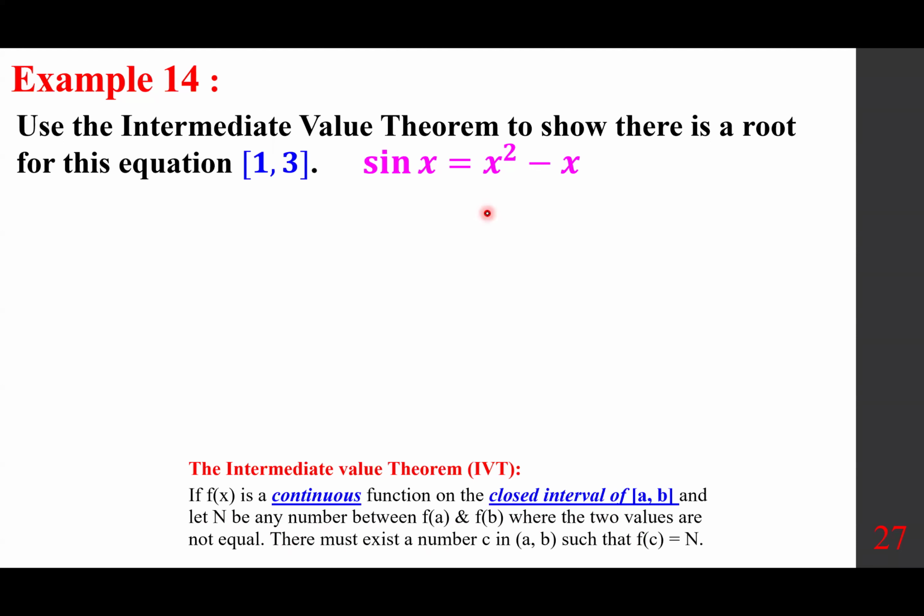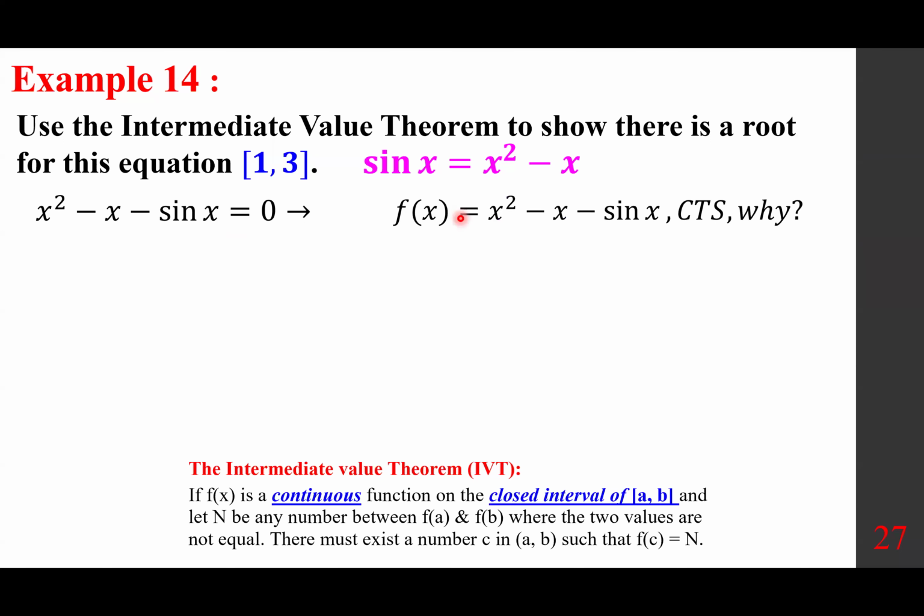To do so, we are going to bring everything to the same side, this one to this side, or this one to this side, and set it equal to 0 and give it a name: f of x, g of x, h of x, your choice. So bring everything to one side. It doesn't matter which way. For example, x squared minus x minus sine x equal to 0. They are equivalent.